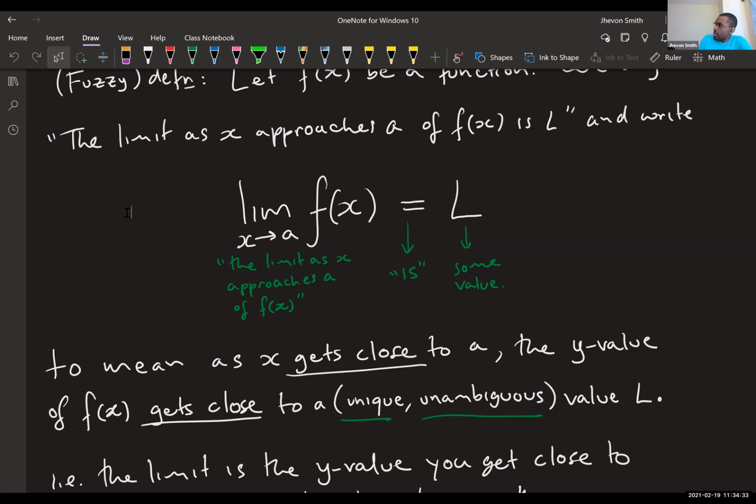It means that you don't need to be at the point. Limit doesn't care whether it's filled in or not; it's irrelevant. You just talk about getting close. And getting close means arbitrarily close. You should be able to get as close as you want. There should be no gap between you and the point when it comes to the function. So that's basically what our limit was.